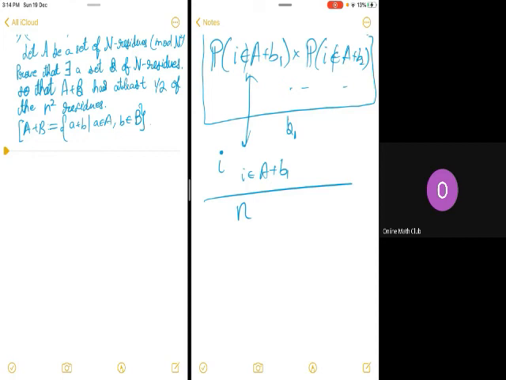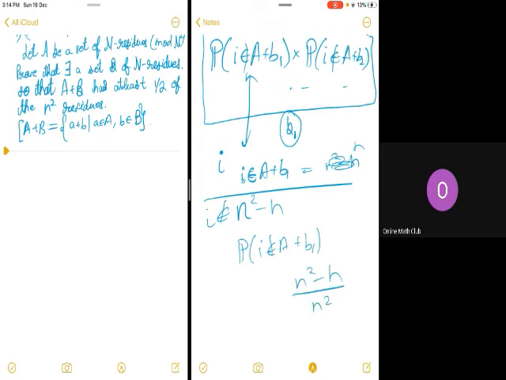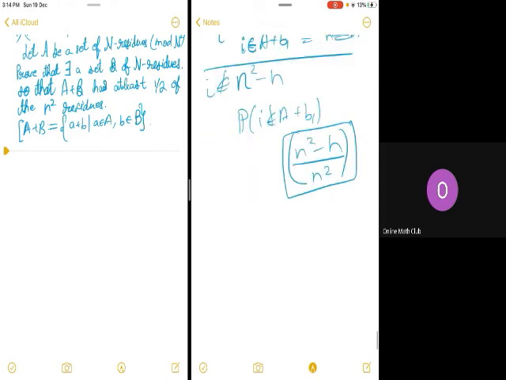So how many values of b1 are there such that I does belong to a plus b1? So that is n. Wait, n, right? Yes, exactly n. So there are exactly n square minus n values such that I does not belong to a plus b1. That means that the probability that I does not belong to a plus b1 is n square minus n divided by n square. Do you get why this is the case?